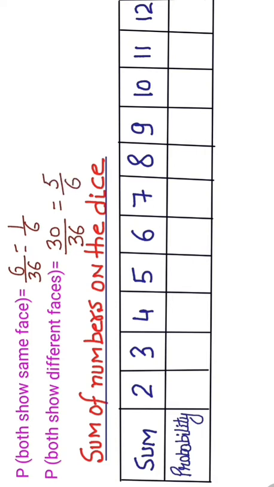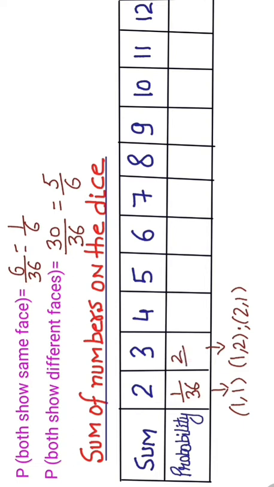Now consider the sum of numbers on both the dice. The minimum sum of numbers on both the dice will be 2. This will come in the outcome 1 comma 1. Only one outcome will have sum 2. So the probability of such a sum is equal to 1 by 36. Now for getting a sum of 3, two favorable outcomes will be there, 1 comma 2 and 2 comma 1. So probability 2 by 36.